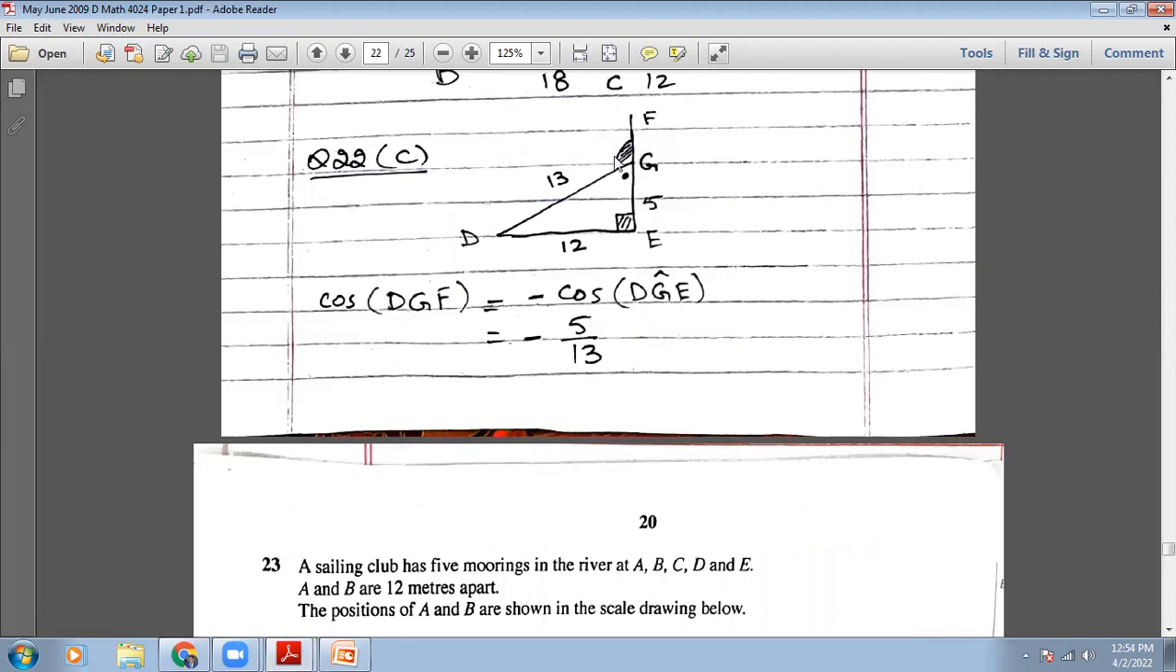So they are asking you to find out the cos DGF, but I will find the value of the cos DGE. That will be based by hypotenuse. The value of the cos DGF will be minus cos of DGE. So it will be minus 5 by 30. Hopefully you understand. This is that formula, which is cos theta is equals to minus cos 180 minus theta.